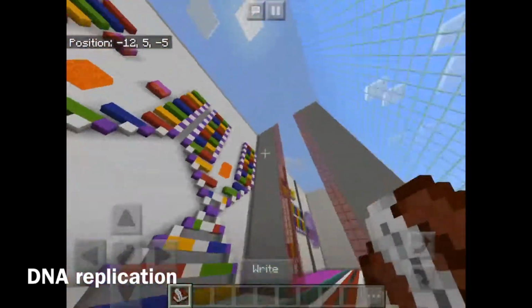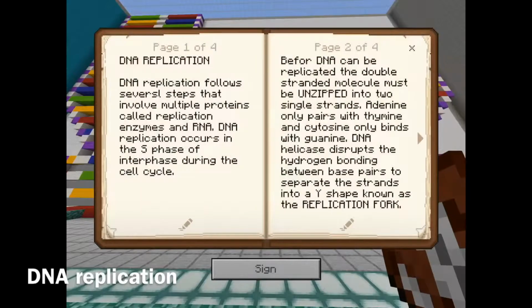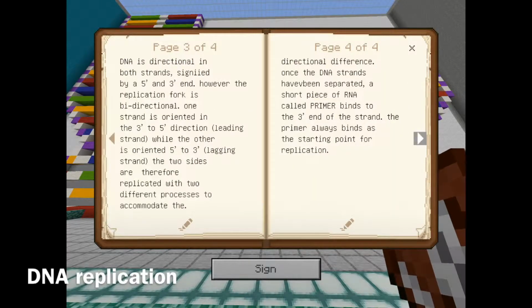Right here. DNA is directional in both strands, signified by 5' and 3' ends. However, the replication fork is bidirectional.